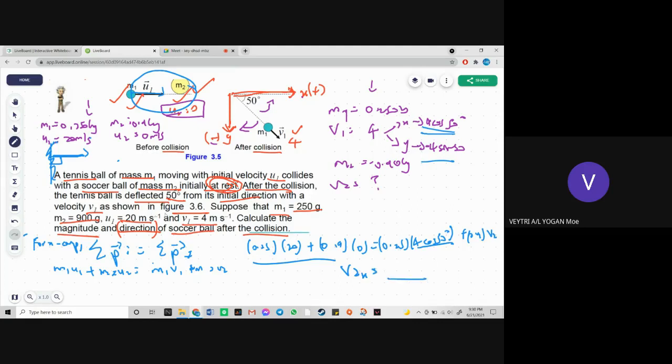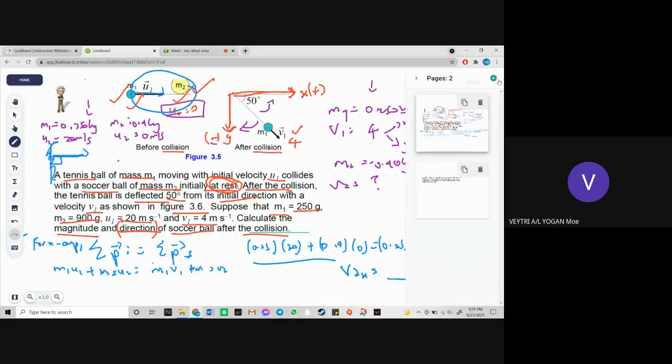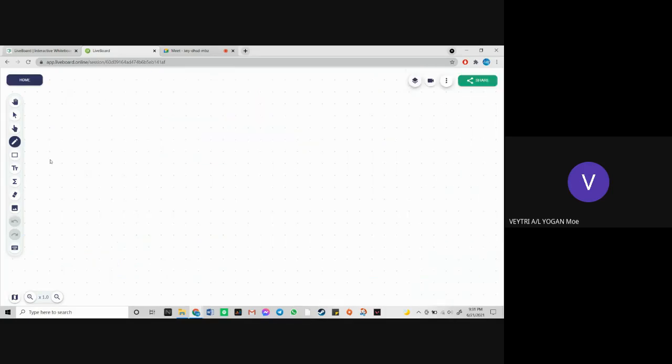Alright. Dia suruh cari apa? Calculate the magnitude. You guys know very well. Dah cari V2X. X component dah cari. Kena cari apa? Y component, right? Let me just add another page over here.